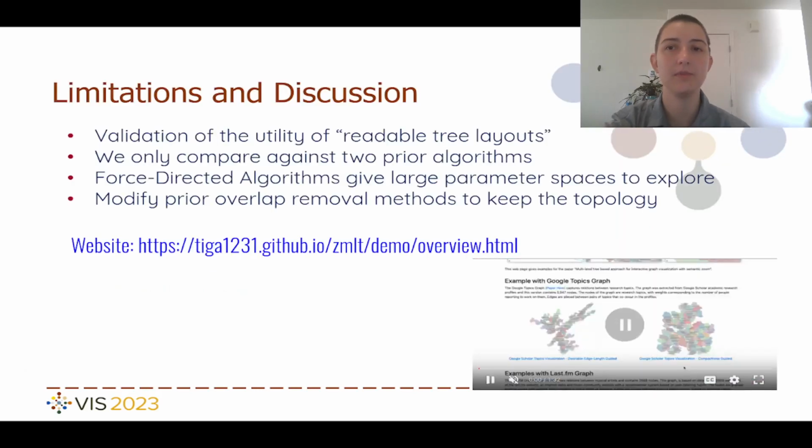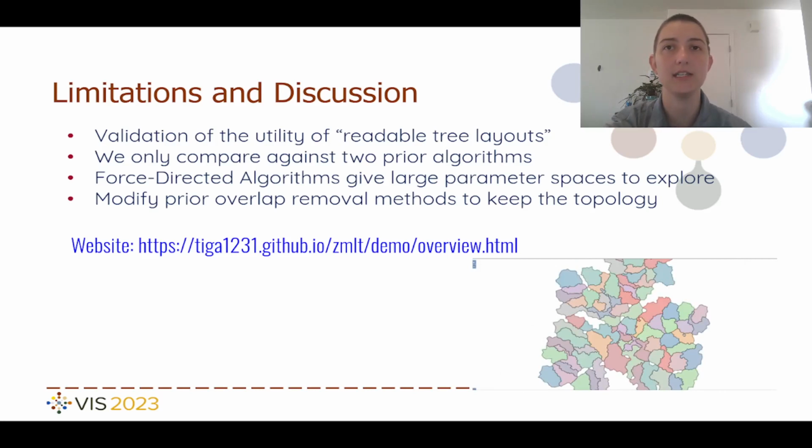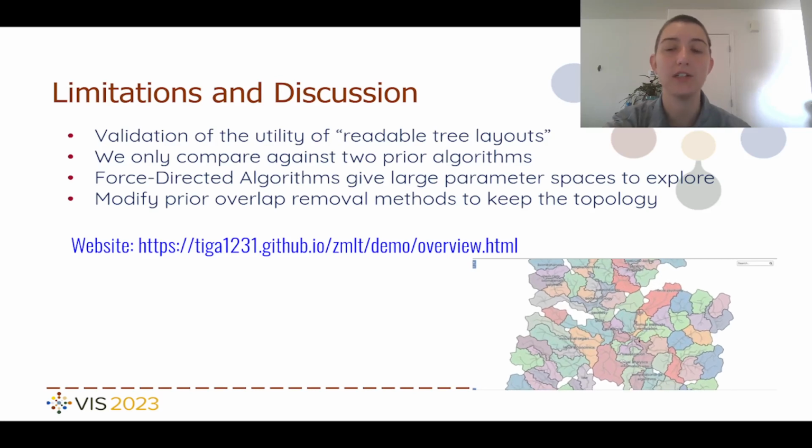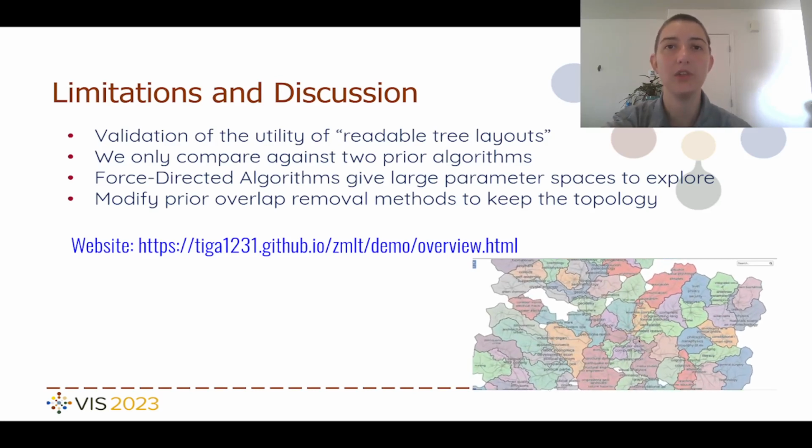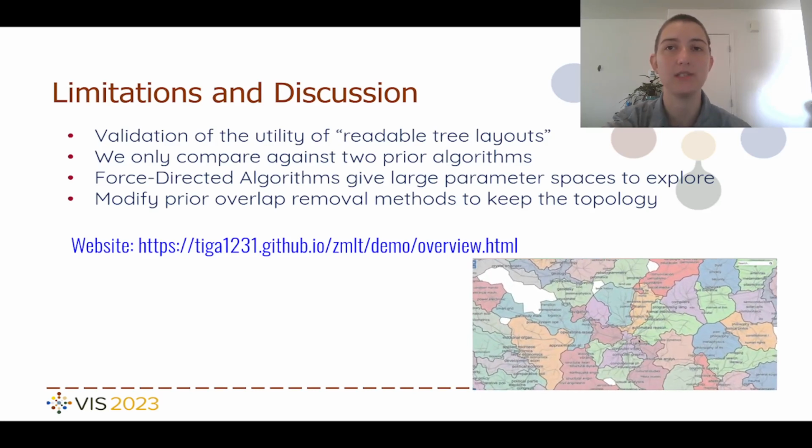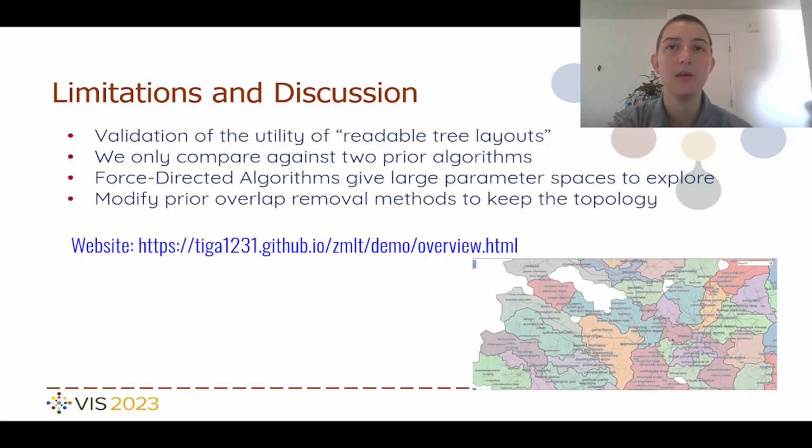Now we will discuss the limitations of the work here. First, we believe that crossing-free, overlap-free layouts are important for readability, but this remains to be validated with human subject studies. Next, we only compare against 2 prior algorithms. This is because we could not find more than 2 that did even some of our requirements, and no algorithms tried to do them all. Next, we know that force-directed algorithms give a large parameter space to explore. While we found good parameters for our problems, much of this parameter space remains unexplored.